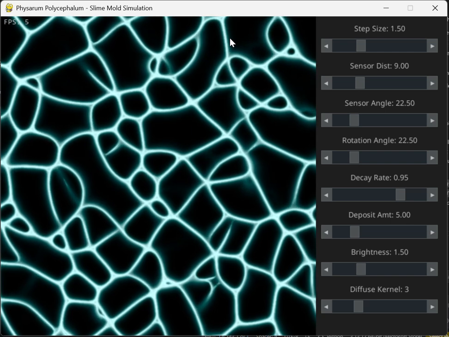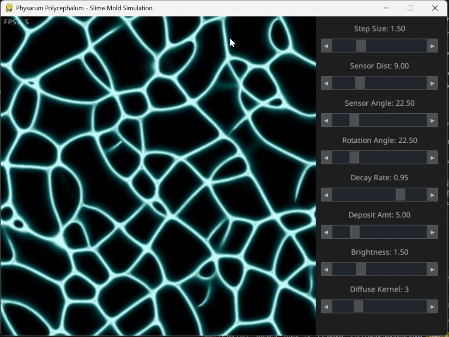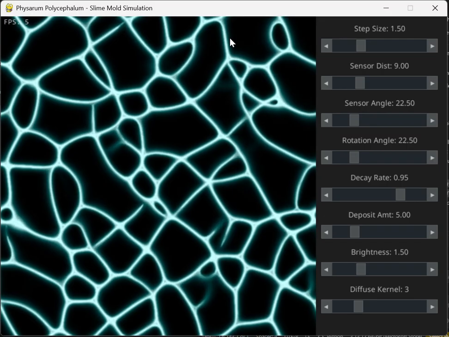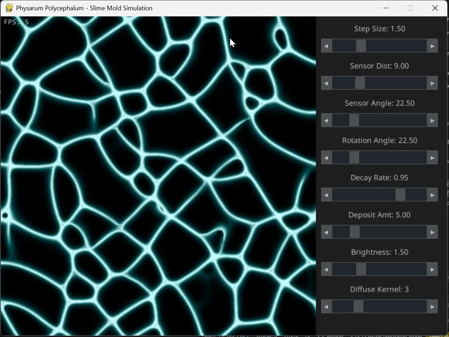Third, it will move a step toward whichever direction it is now facing, and the final part is the deposit. It will also drop a small amount of chemical at its new location so the other agents can smell it and follow it. And there is also the decay part. So decay basically fades the concentration of chemical a little bit. This makes the old trails disappear over time so the network can keep adapting.